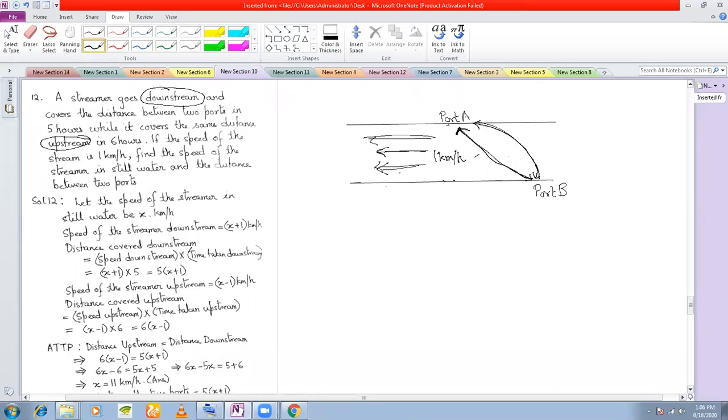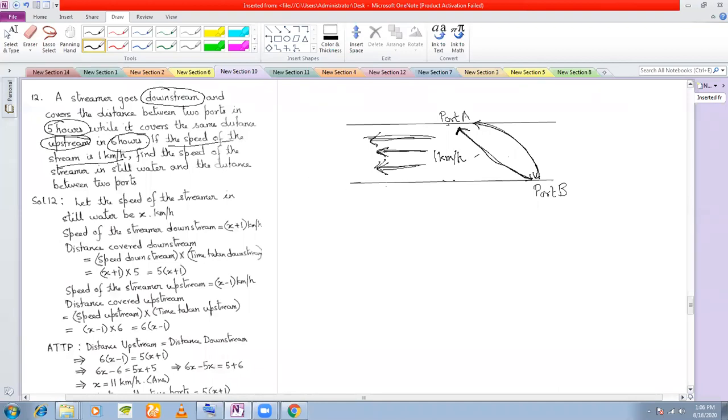So obviously, to go downstream, it will take lesser time because water is helping it move. And upstream, when it is against the flow of water, it will take longer time because water is obstructing its path, right? The speed of the water. So that is why it takes 5 hours downstream, that is with the flow, and 6 hours upstream, against the flow of water. What is given? The speed of the stream is given to be 1 kilometer per hour. So the speed at which water is flowing is 1 kilometer per hour.